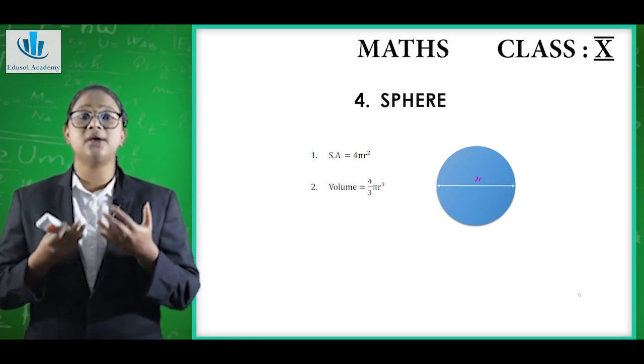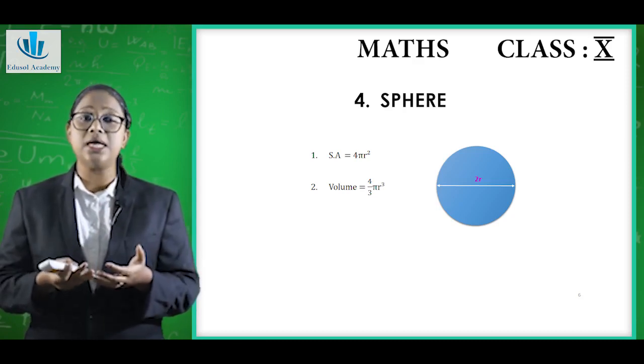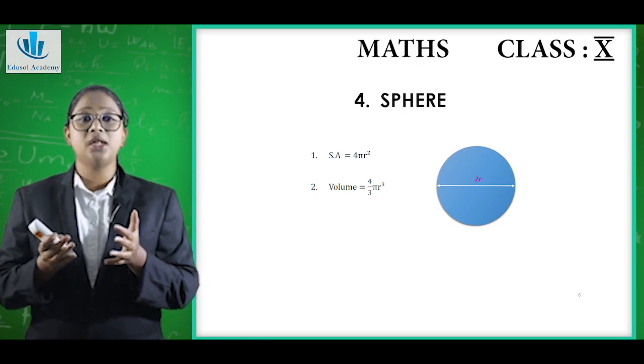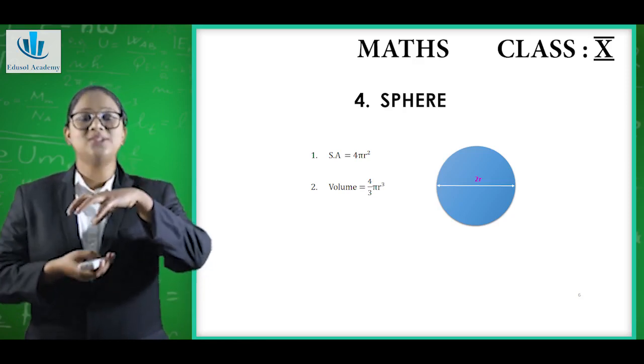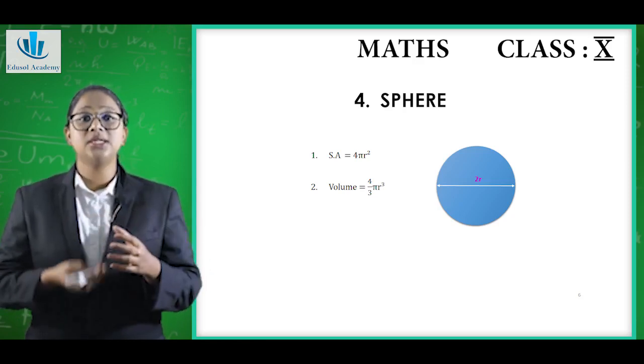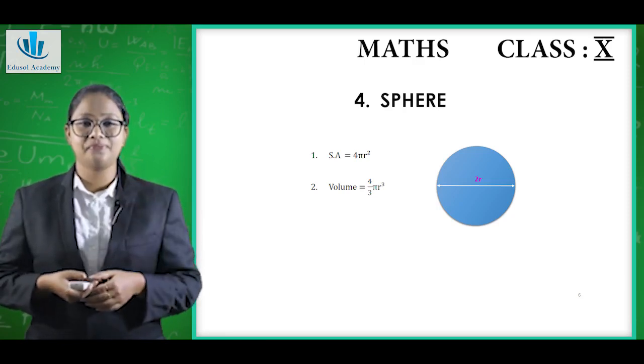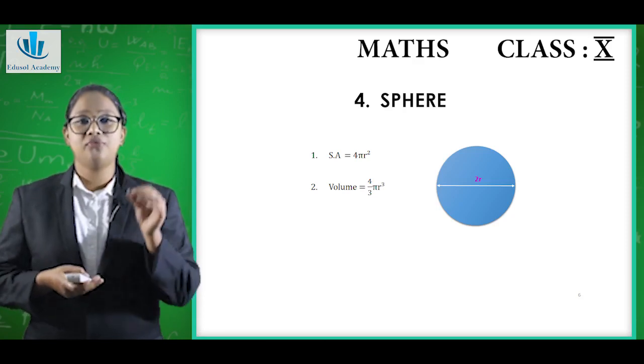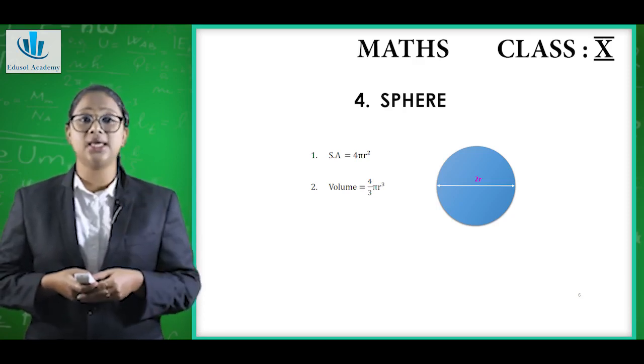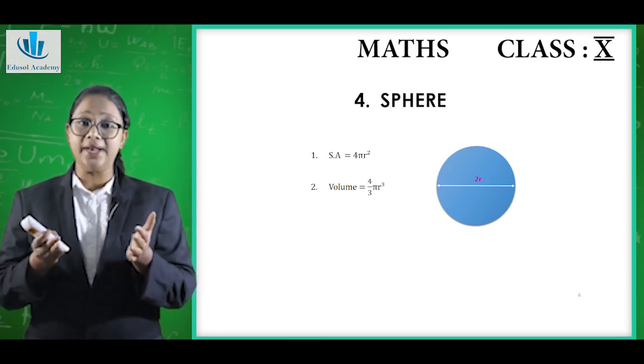Now, what is the surface area of a hemisphere alone? That is 2 pi r square. Now we need one more hemisphere to make it a sphere. So that is 2 into 2 pi r square or 4 pi r square. That's right. Now for volume of a sphere, that is again 2 into volume of one hemisphere.